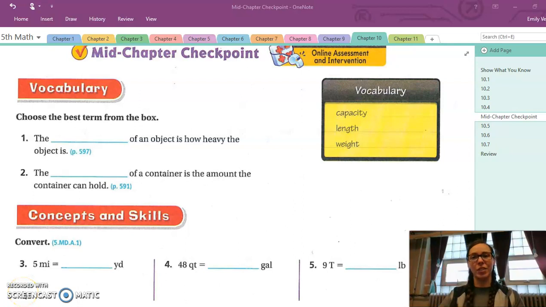Hey guys, here's the video for the mid-chapter checkpoint for chapter 10. The first thing you're going to be seeing on this one is a little bit of vocabulary review, talking about different units of measurement. We can either measure capacity, which is how much something holds. We can measure length, which is how long something is, or we can measure weight, which is how heavy something is. And so that's what we're going to be looking at.